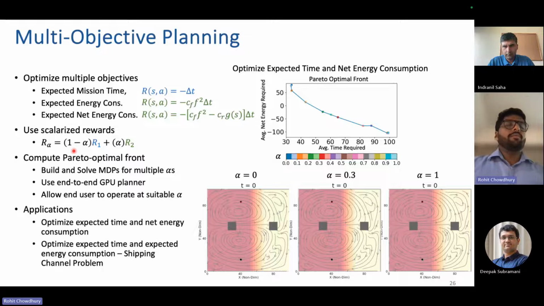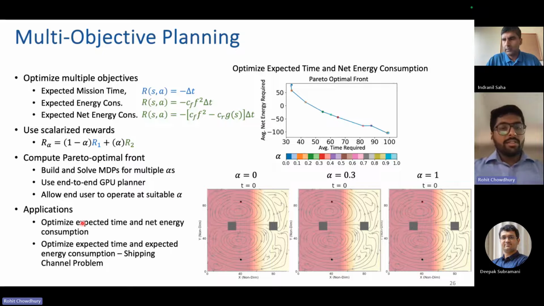And so the point of this work is to compute these Pareto optimal fronts by building and solving MDPs for multiple values of alpha. And since each MDP solve is a matter of minutes, this can be done very efficiently. So we use our end-to-end GPU planner that I discussed in the previous work. And then at the end of the day, we allow the operator of the AUV to choose a value of alpha based on his time and energy budgets.